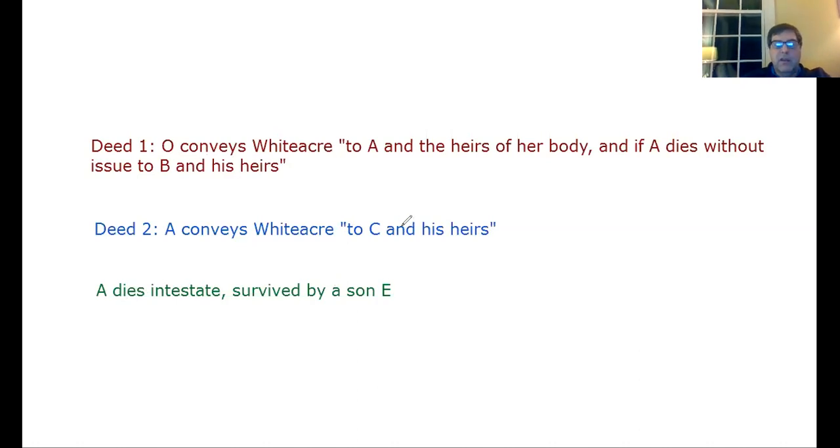So that is what happens in most jurisdictions today with respect to abolition of the fee tail estate.